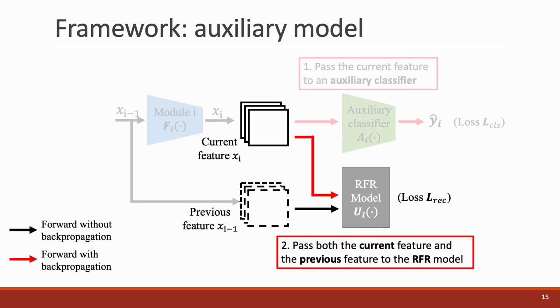The lower branch is the IFR model. It takes both the current and the previous feature as input. This branch computes the reconstruction loss.